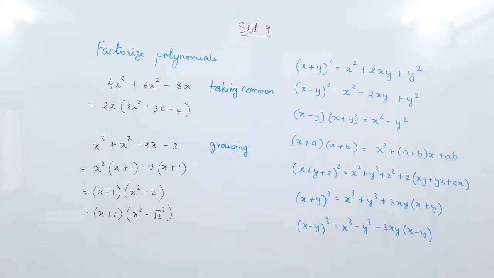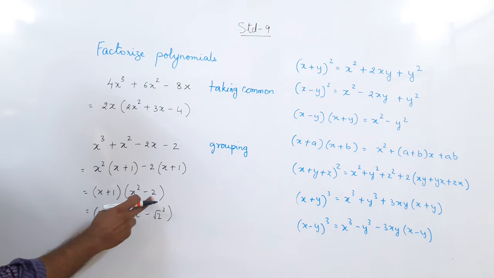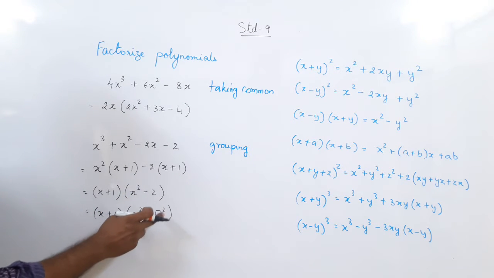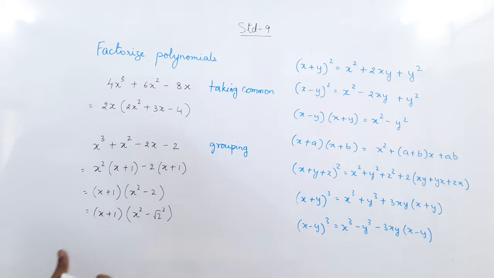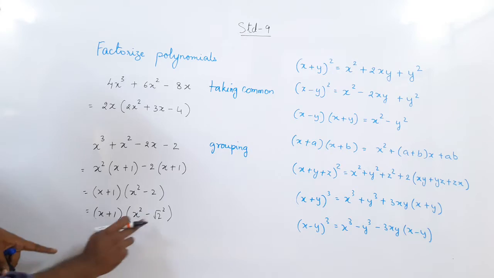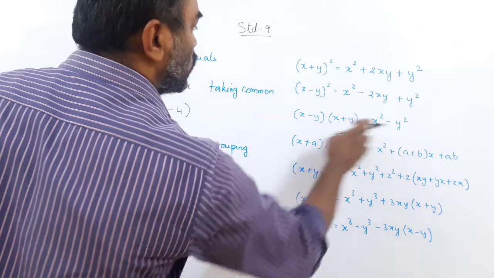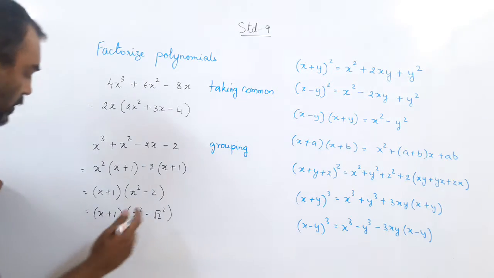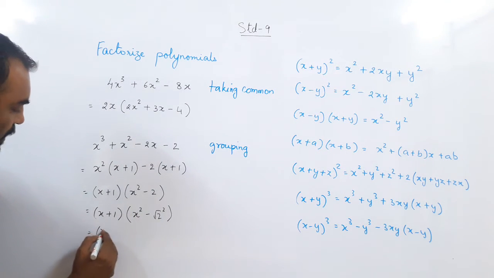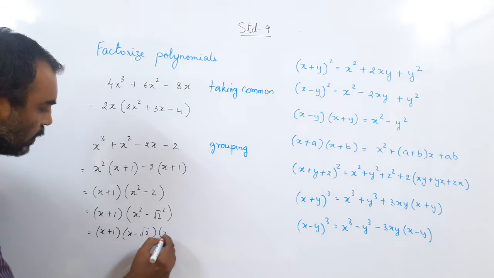So now we have put in the proper factors. The 2 is not a perfect square, but I can write it as root 2 the whole square. If you want to factorize it further, you can leave your answer over here, and this is also a valid answer. But if you want to factorize further, you can do it, because x square minus y square is (x minus y)(x plus y). So we can write this as (x plus 1)(x minus root 2)(x plus root 2).